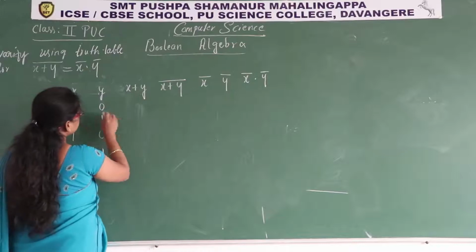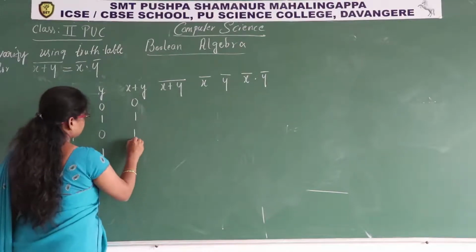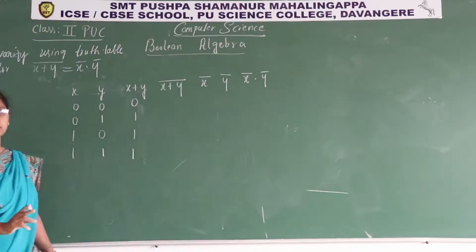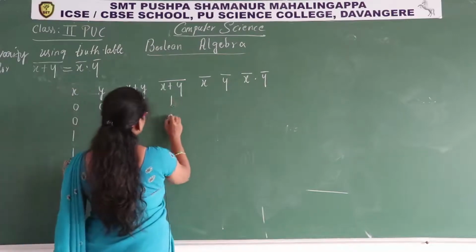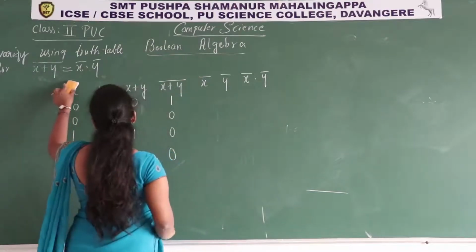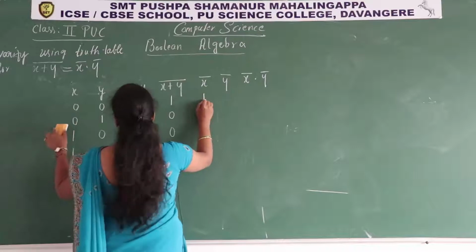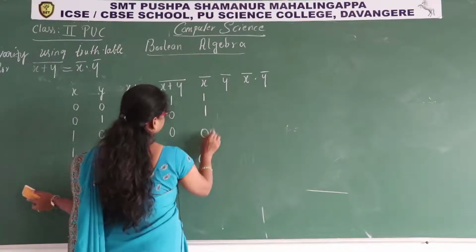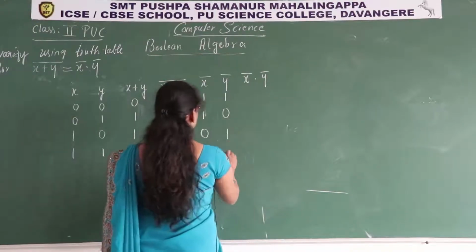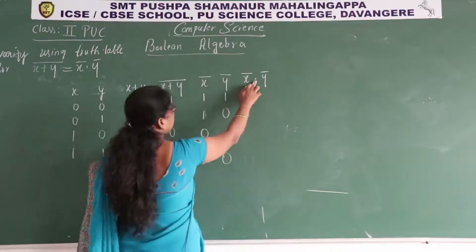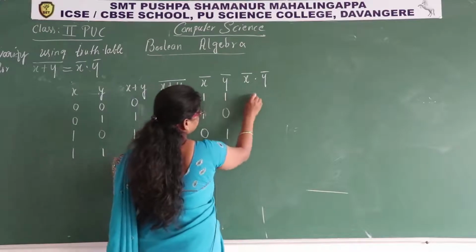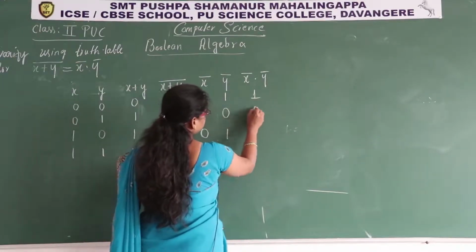0 plus 0, it means 0 OR operation 0. 0, 1, 1, 1. Now, to this column we have to apply the complement rule. 0 becomes 1, 0, 0, 0. Now x bar, we have to apply the complement rule on this column. 1, 1, 0, 0. Y bar 1, 0, 1, 0. And we have to apply logical AND operation between these two columns, x bar and y bar. All inputs are high, output is high. Any one of the input is low, then output is low.